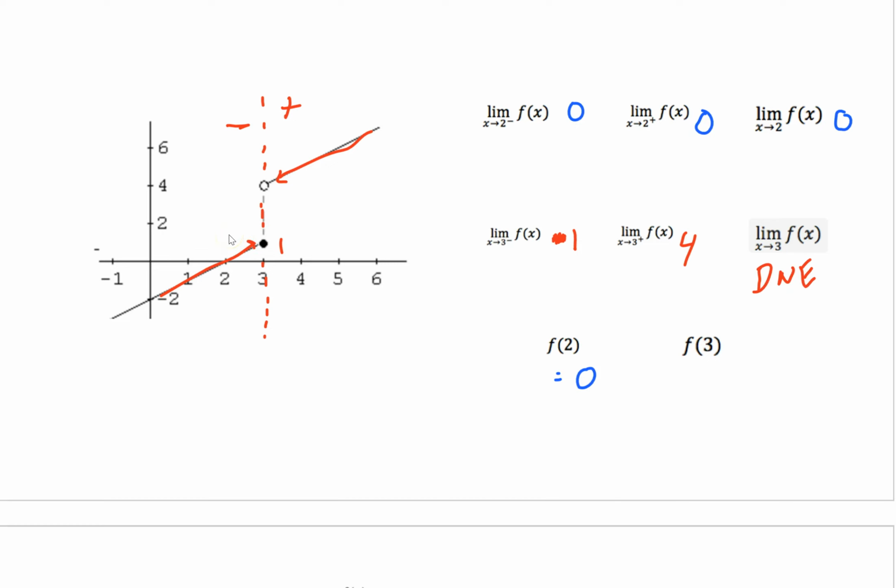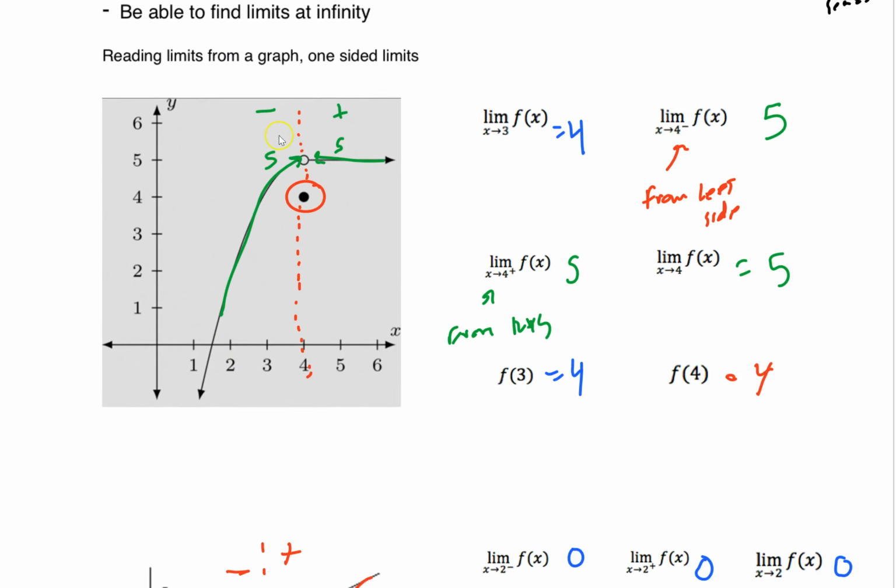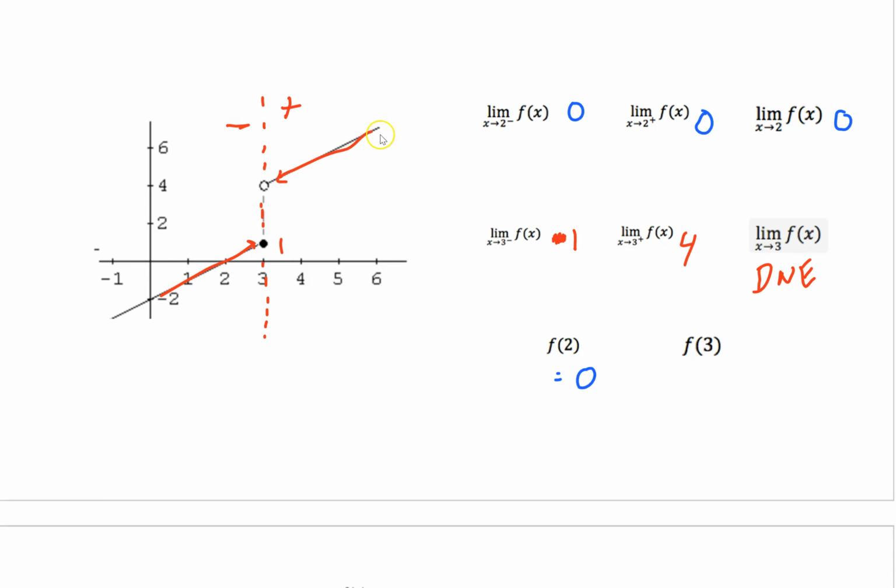Because remember, the whole idea is what's the graph? What does it look like it's doing? Like over here, it looks like it's going toward 5, both directions. Here, I have no idea what it's going to. One's going to 4, one's going to 1. It doesn't look like they're going to any single number at all. So limit does not exist. And then for a little review here, what's f of 3? Remember, f of 3 is the closed circle, so f of 3 would be the 1.